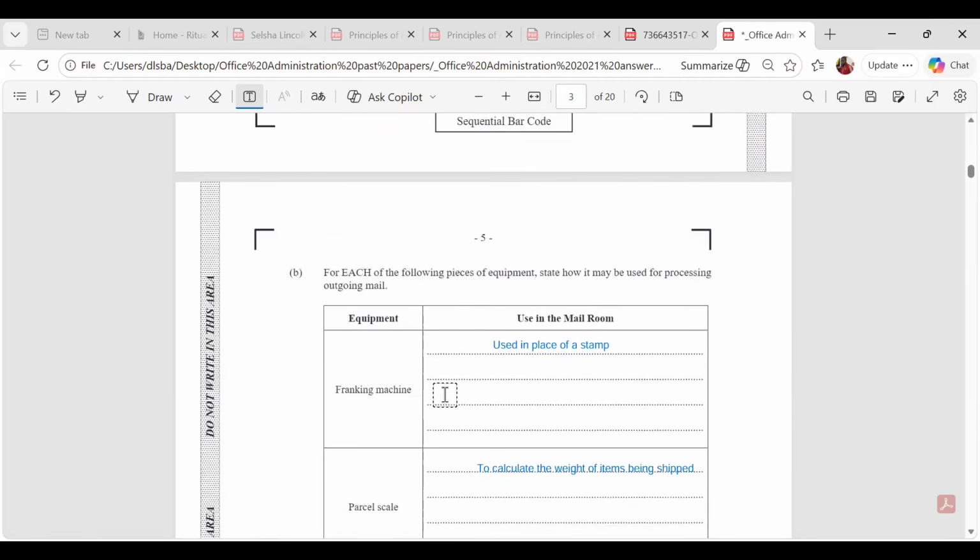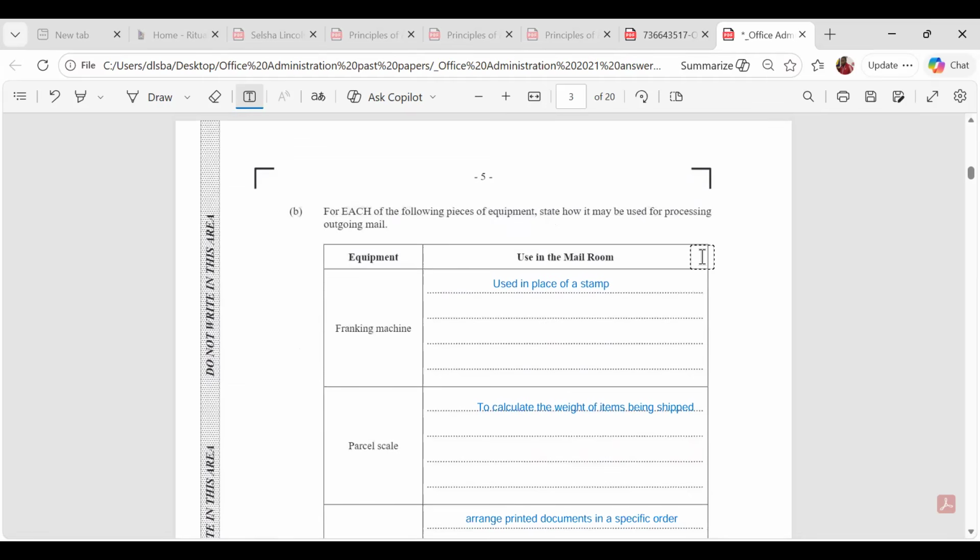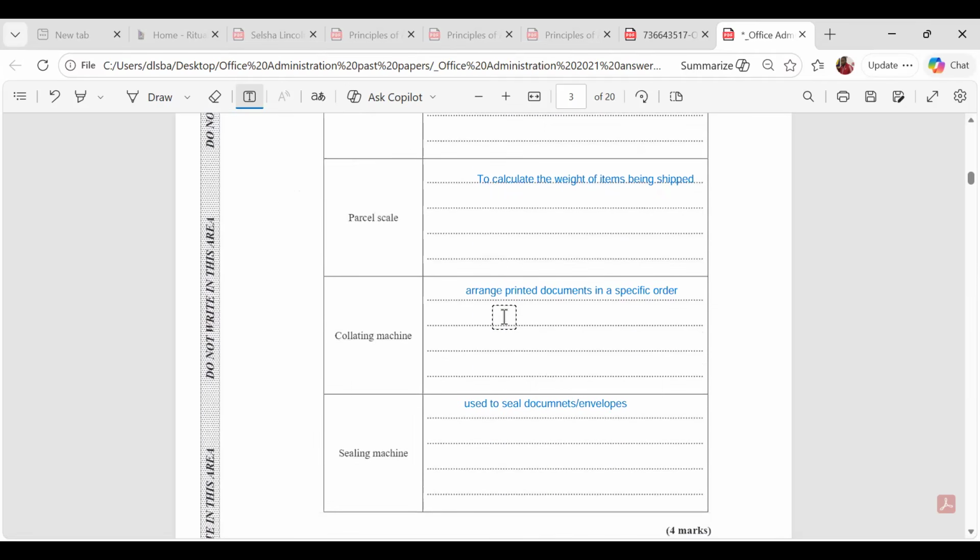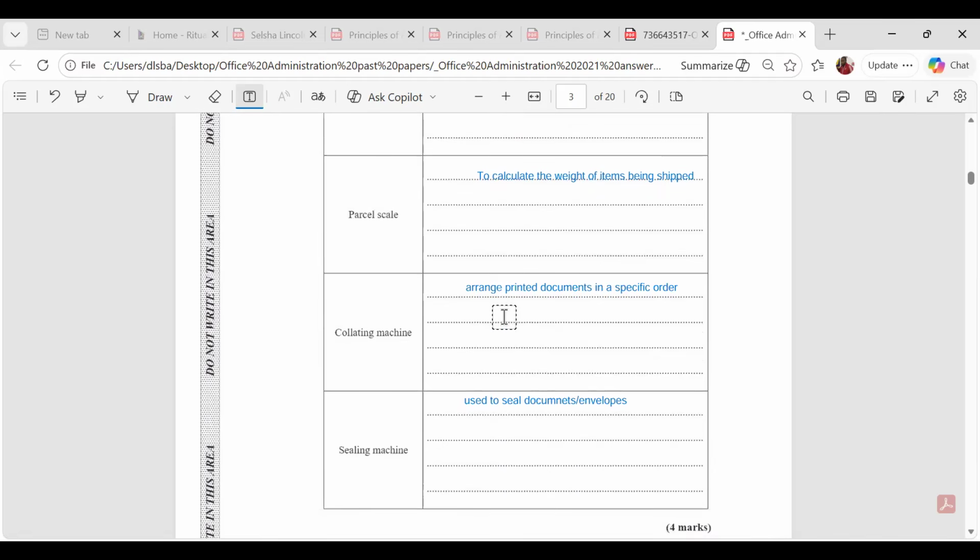Okay, next question. For each of the following pieces of equipment, state how it may be used in the processing of outgoing mail. The franking machine, we use that in place of a stamp. The parcel scale is the way to weigh the packages. The collating machine puts the documents in a specific order, and the sealing machine is used to seal envelopes.